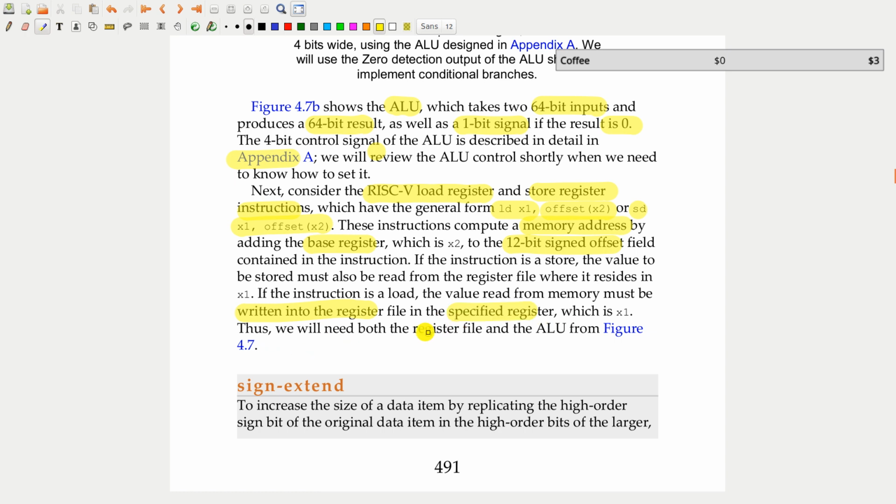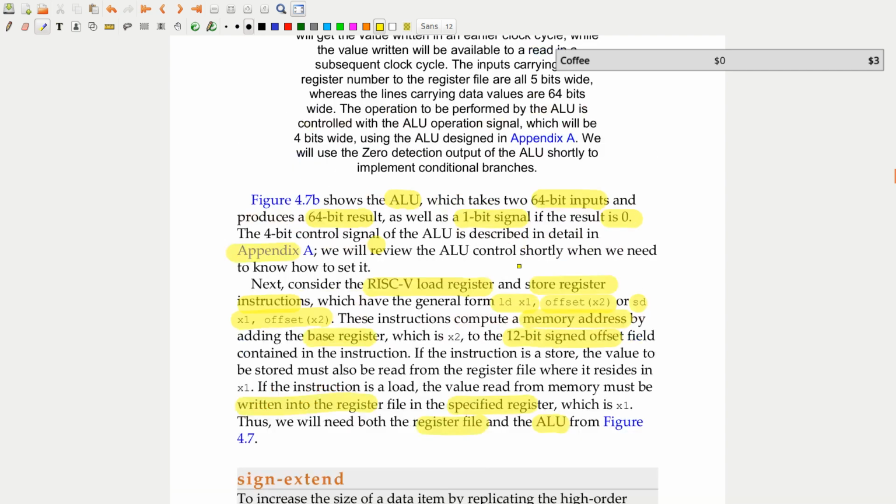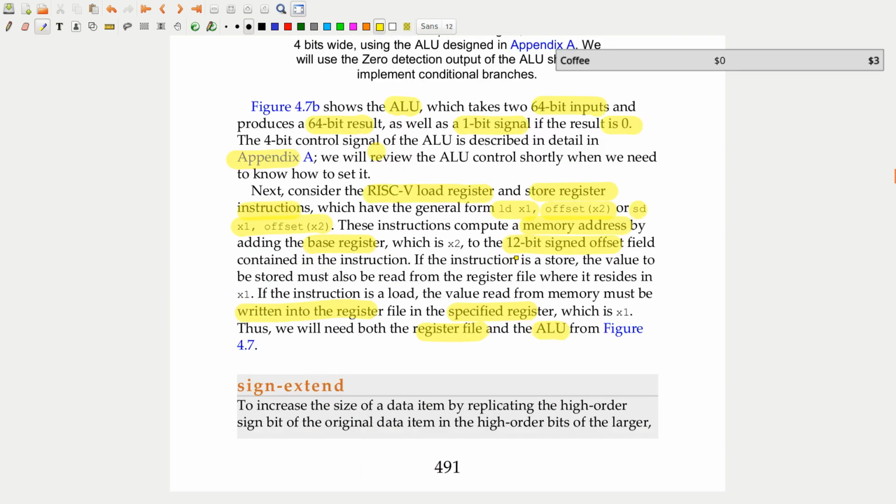So we're going to need both the register file and the ALU. We saw for register type instructions, we just needed the register file and the ALU. Now for these memory instructions, we need the register file to provide the address, we need the ALU to do some calculations for the address, and then we need the data memory itself in order to get whatever value is stored there.